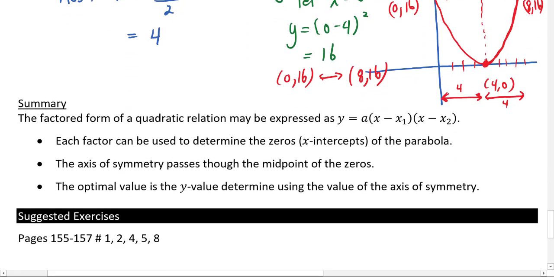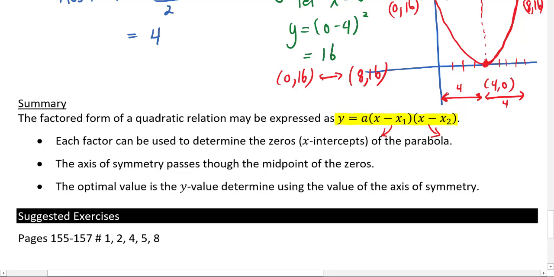Right. So let's look at what we've done. The factored form of a quadratic relation, we know has to look something like this. y equals a, x minus x1, x minus x2. Not exactly, but in many cases it looks like this. Each factor can be used to determine the zeros. So when I look at each of these factors, remember I take each of them and I solve for when they equal 0.